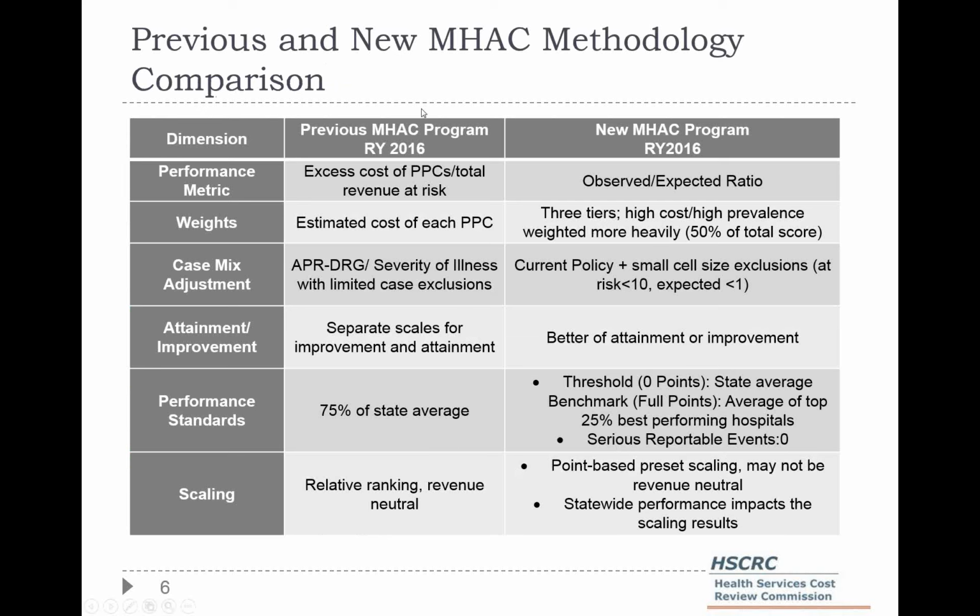Now this slide compares the previous MHAC program with the new MHAC program. I'm not going to walk through it in detail. However, as I just mentioned, there are some differences. For instance, the performance metric. In the old program, the performance metric was excess cost of PPCs over the total revenue at risk. And in the new program, the performance metric is the observed to expected ratio.